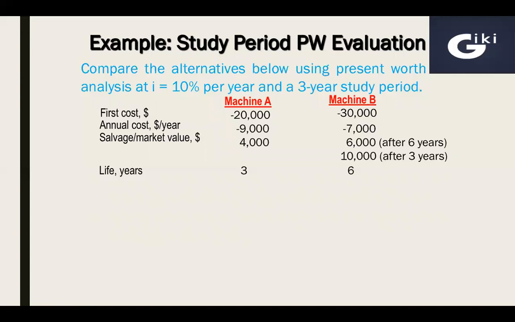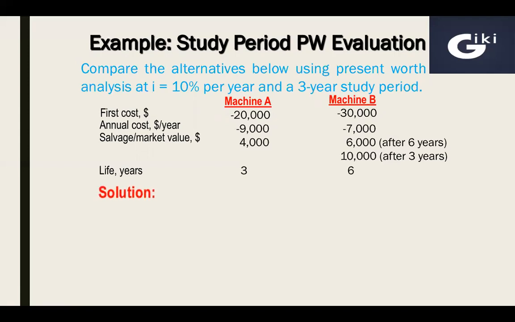Here we have the salvage value of machine A at the end of the third year, that is 4,000, and the salvage value of machine B at the end of the third year and sixth year as well. So the salvage value at the end of the sixth year is $6,000 and at the end of the third year is $10,000. When we are focusing on a study period of 3 years, we'll use the salvage value at the end of the third year rather than at the end of the sixth year. So let's start.